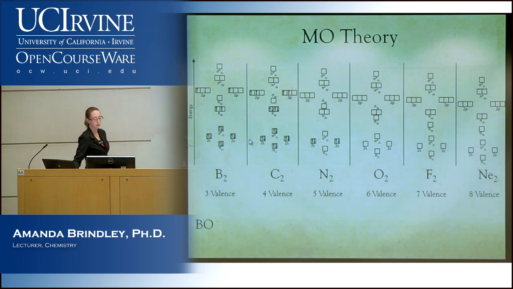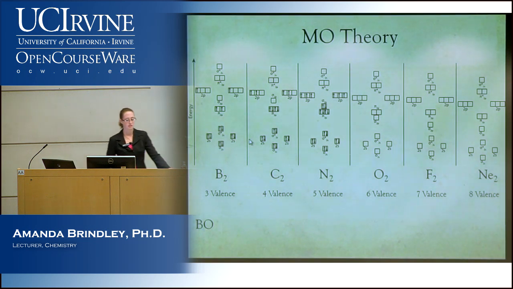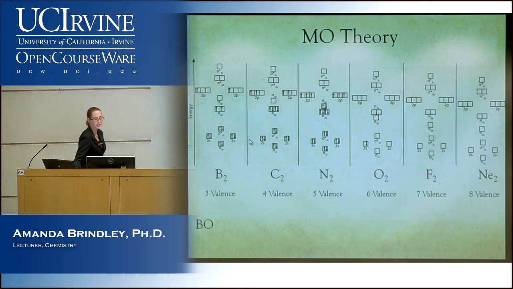Now, for nitrogen, we have 5 valence. Hopefully you're kind of getting the pattern here, so we'll go a little quicker. So how many electrons total? 10. So we have this. Next one. We end up with 12 total. Yeah, 6 each, so 12 total. Good. So we end up with that.